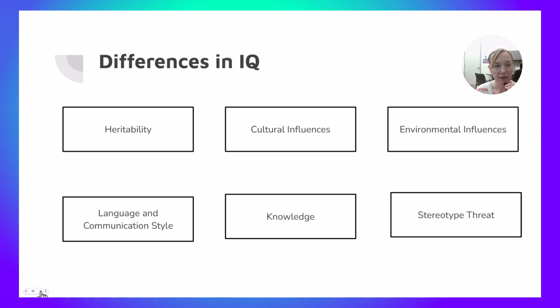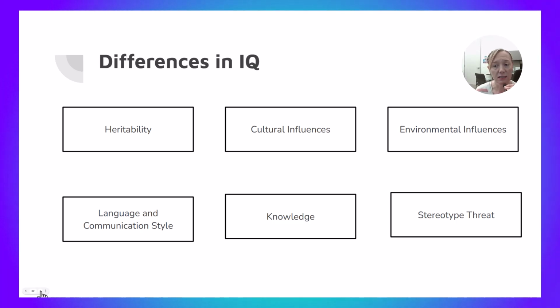Language and communication style is another one that kind of plays into culture because we know that different ethnicities tend to communicate differently. By about third grade, they start code switching. They understand that how communication occurs in different contexts is different. Code switching just means that if I'm with my own family, I might talk differently than if I am at school. Right? I understand that people communicate differently. Previous knowledge also impacts it, or what we value for knowledge is going to impact what we measure for IQ.